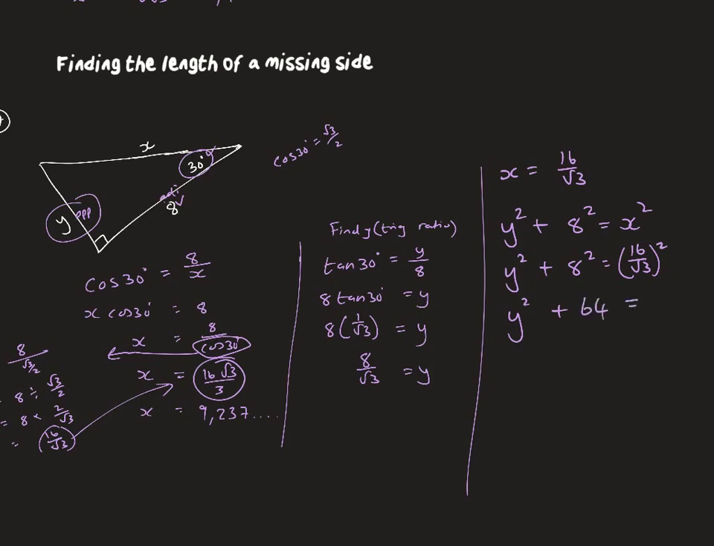And what is 16 over root 3 times 16 over root 3? What is 16 times 16? Do you guys know what 16 times 16 is? That is equal to 256 over 3. So therefore, y squared is equal to 256 over 3 minus 64. You can do this part in your calculator, finding the lowest common denominator and so on.